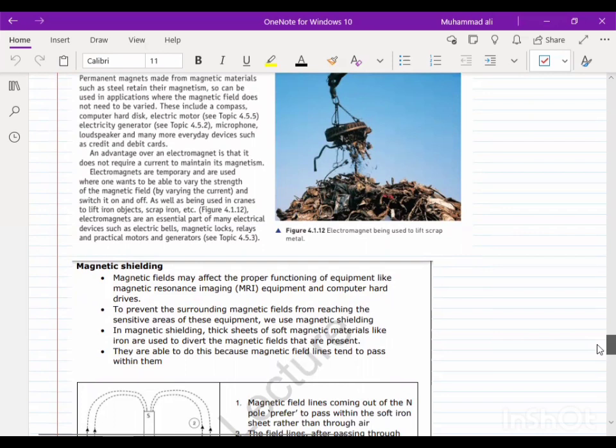Electromagnets are temporary and are used where one wants to be able to vary the strength of the magnetic field, as well as being used in cranes to lift iron objects, scrap iron, etc. Electromagnets are an essential part of many electrical devices, such as electric bells, magnetic locks, relays, and motors and generators.